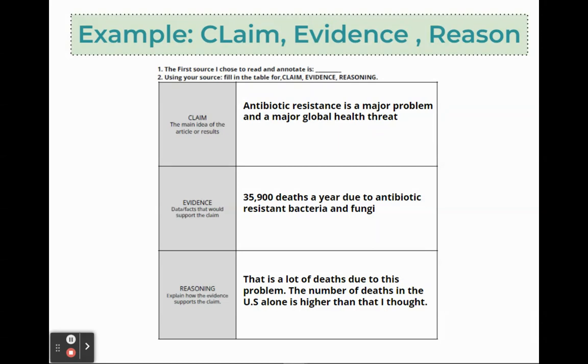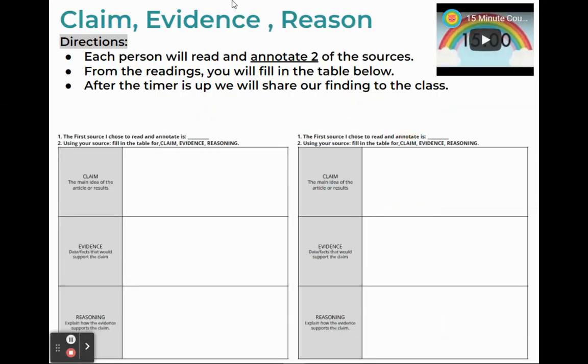Yes. So what you guys are going to do, each person will read and annotate 2 of the sources. From the readings, you will fill in the table below. After the timer is up, we will share our findings to the class. Right now, you can choose between reading number 2, reading number 3, or reading number 4. They're all about the same in length. You're going to be choosing 2 of those sources, whichever ones you want. The first source I choose to read and annotate will be reading number blank, and you're going to put that number down.